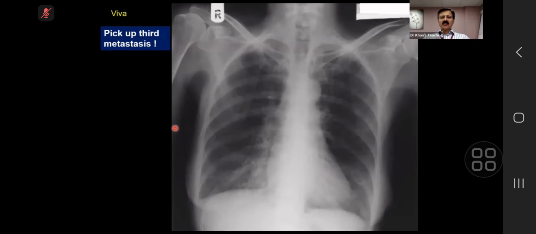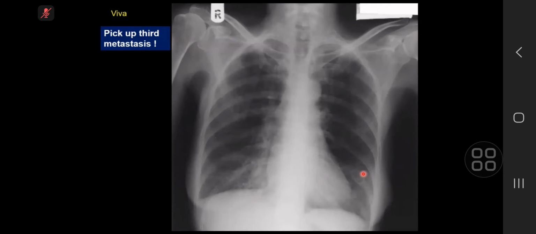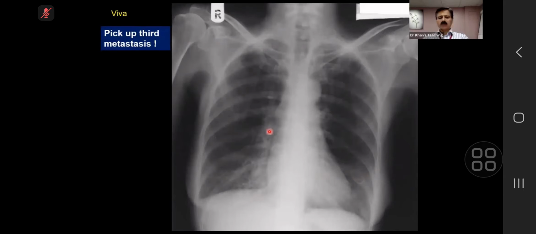So in this case, there are metastases. Now, all of you concentrate on this. And there are 3 metastases. Okay, so there's one in the posterior left rib. This is one. This is second.